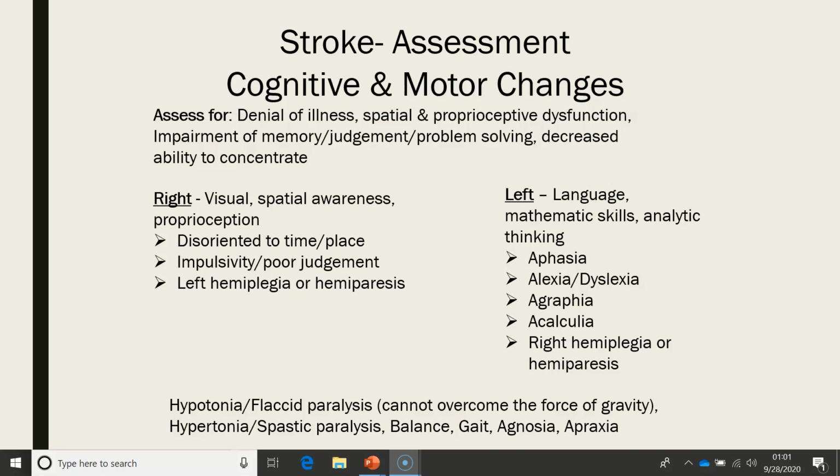Language is usually on their dominant side. Say for the majority of the world, that's the left side. It controls our language and mathematics skills, analytical thinking. They'll a lot of times have aphasia, which is very difficult because they may know the word or they may think they're saying the word, but they're not, which is very interesting. They can have some problems with dyslexia where they're turning words and numbers around. And they'll also have that right-sided weakness or paralysis.